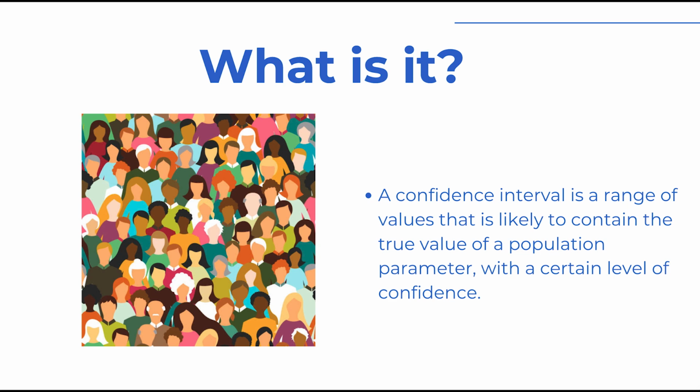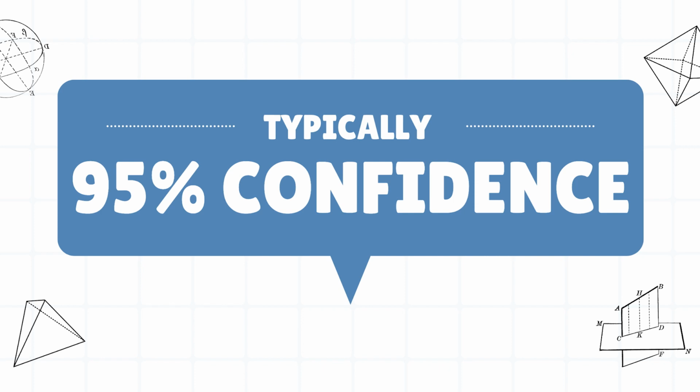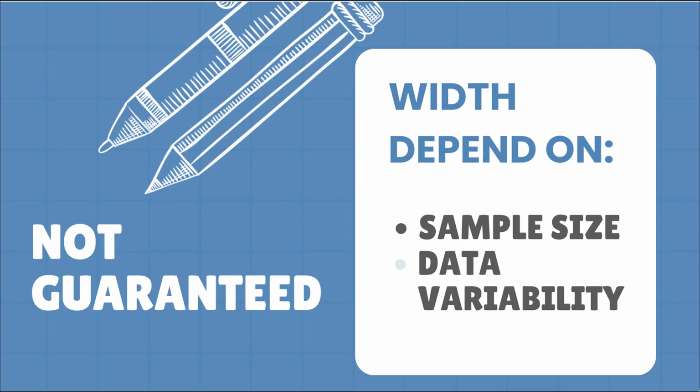The level of confidence represents the degree of certainty that the interval contains the true population parameter. Typically, a 95% confidence level is used, which means that if we were to take multiple random samples from the same population and calculate a 95% confidence interval for each sample, we would expect that 95% of those intervals will contain the true population parameter.